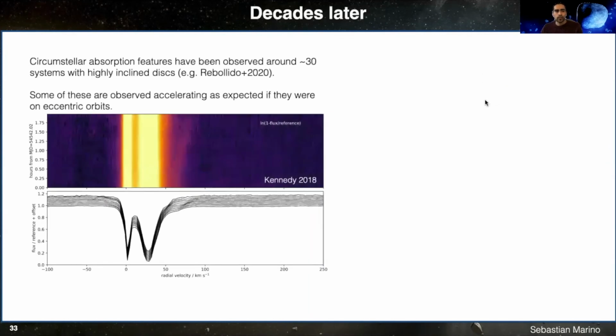So decades later, we know about 30 systems with debris disks that are highly inclined or without debris disks that show this kind of absorption. And not just that, we also have monitored this kind of absorption and seen it evolve in time. So this figure over here from Kennedy 2018 shows in the x-axis radial velocity, so wavelength, and in the y-axis time, and the colors represent the strength of the absorption. So we see that there are some features like this one here or here that are stable in time, they form vertical lines, but other features like the one over here seem to evolve in time. So it's changing radial velocity, and that means that it's accelerating, okay?